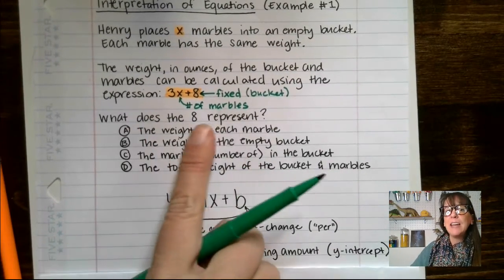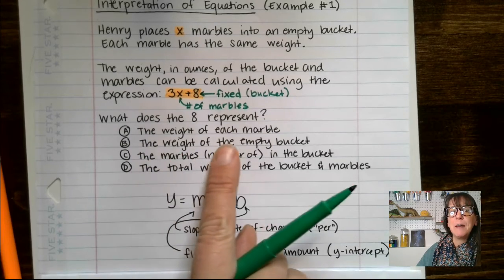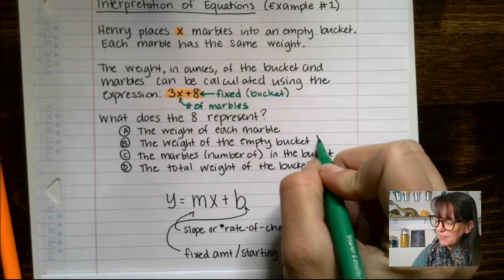So what does that 8 represent? That's our fixed amount. So that is going to be the weight of the empty bucket. The weight of the empty bucket.